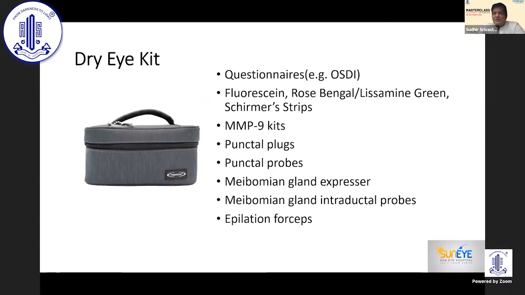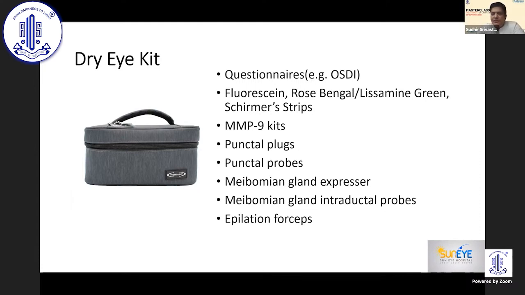The majority of surgeons practice at different centers, and even the corneal surgeon visits different centers. So not only the corneal surgeon, even the cataract surgeon can make a dry eye kit, keeping the questionnaires and different kinds of stains, and if possible, you can keep MMP-9 kits to evaluate the inflammation and so on.